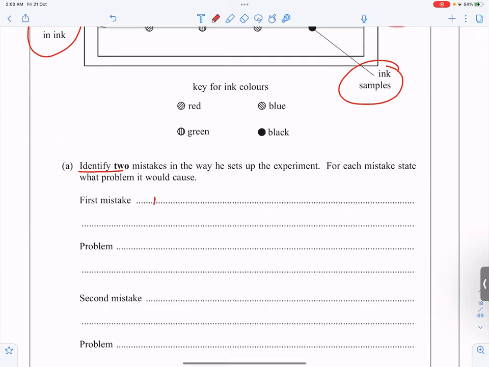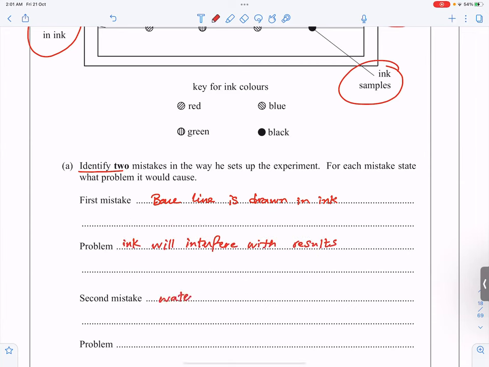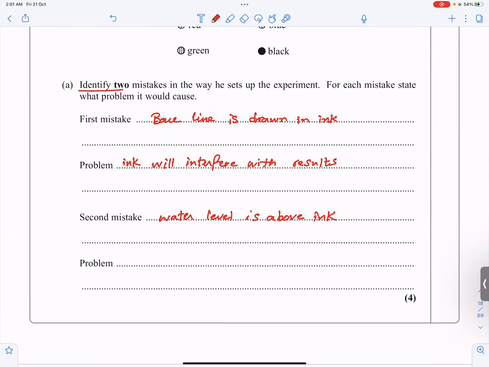Of course, the first thing is that the baseline is drawn in ink, not pencil. As a result, the ink will interfere with the results. The second mistake is that the water level is above the ink samples. The problem is that the ink will dissolve in the water.